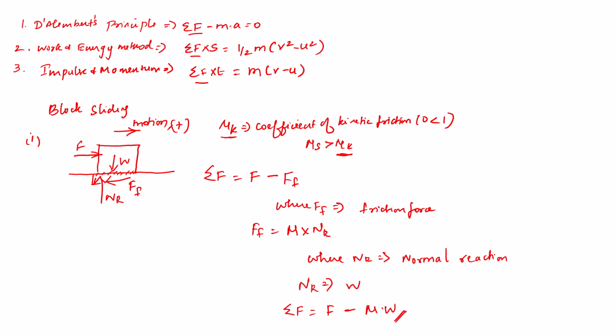Whether you're using D'Alembert's, work and energy, or impulse and momentum method, the summation of F for this scenario is the equation that you need to adopt in the rest of the formula. Similarly, we'll also see different scenarios on how to get the summation of F for the other cases. We'll see it in the next video. Thank you.